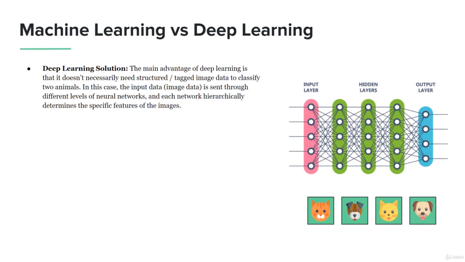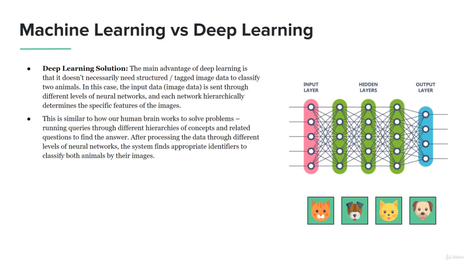It's mimicking that because obviously the human brain is extremely powerful, and our ability to compute and take action and to automatically just do things without even thinking is extremely powerful. So that's really what the deep learning algorithm is about: understanding how neural networks function based on the human brain. The neural networks are the ones doing all of the work here, okay? Like I mentioned, this is similar to how our brain works to solve various problems, running queries through different hierarchies of concepts and related questions to find the answers.